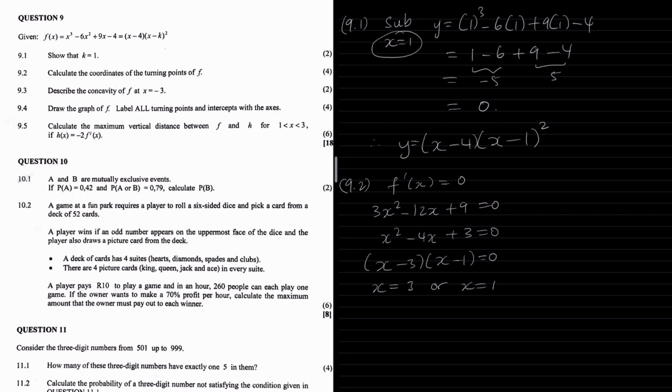Now remember, they want coordinates, so that means they want y values as well. So to solve for y values, you take the x value and substitute it into the original equation. If I substitute x is 3 into the original equation, I'm going to get negative 4. Or if I substitute 1 into the equation, I'm going to get 0. And we did this in the previous question, so we know that it's going to be 0. So the coordinates are now going to be (3; negative 4) and (1; 0). So these are my turning points.